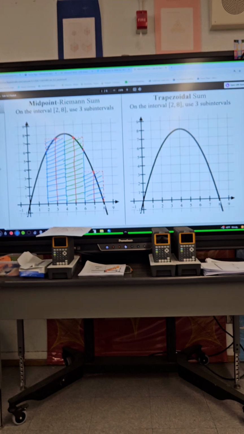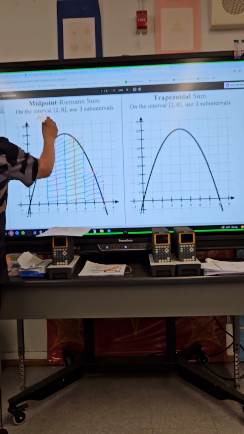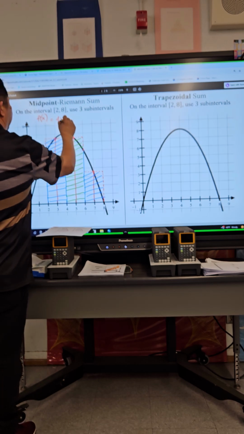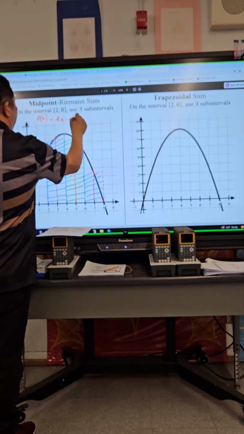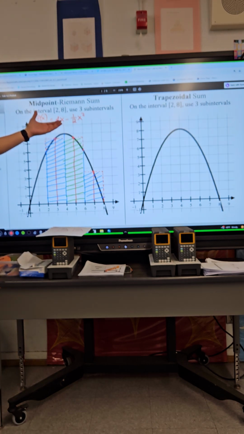Okay, a while ago, what is the given function? Can you scroll up? Can you look at your notes? What is the function given? F of x, very good. So given f of x is equal to 4x minus 1/2 x squared. So we're gonna use this.